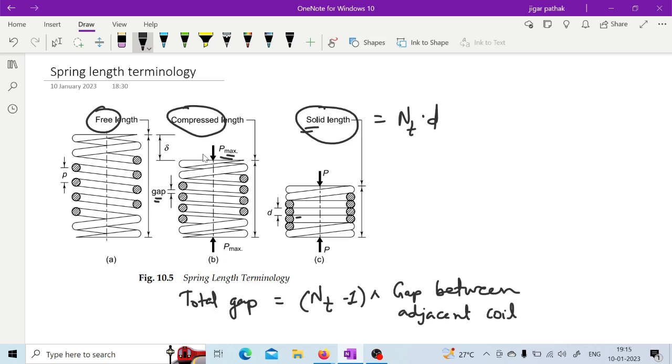And as you can see, the compressed length, the delta is also included in it, right? So basically the compressed length is equal to the solid length plus gap plus delta, you can mention like that. Sorry, if you include that delta, then it will be the free length. So the compressed length is basically the solid length plus the gap, as mentioned here.